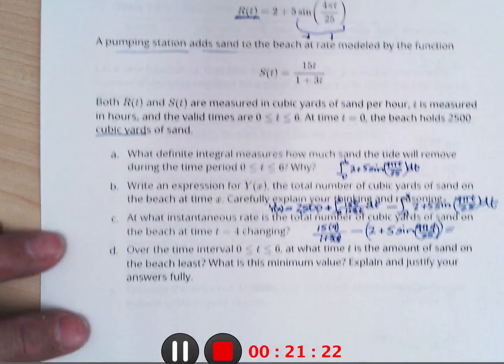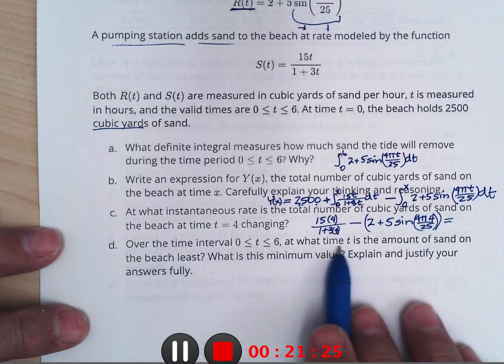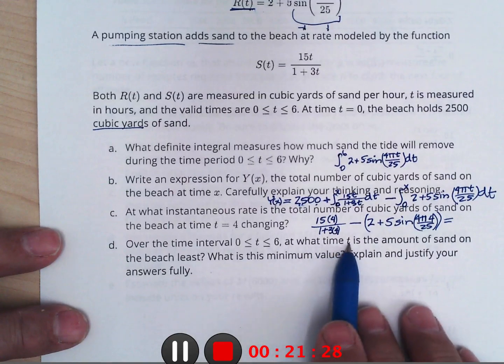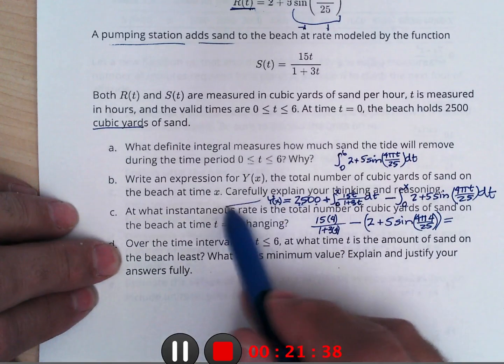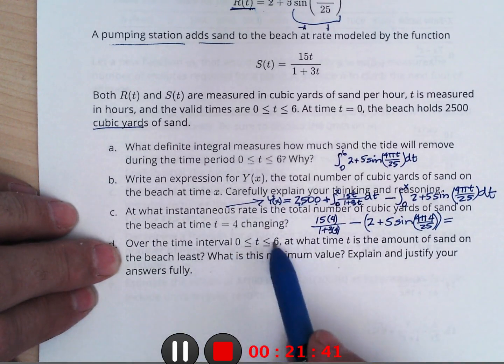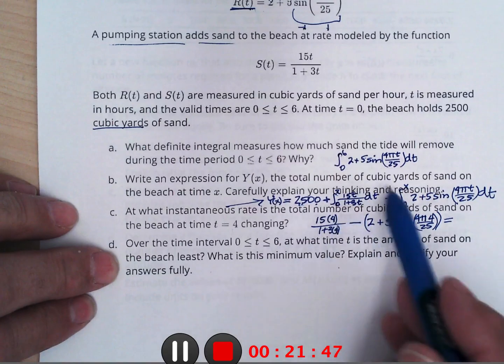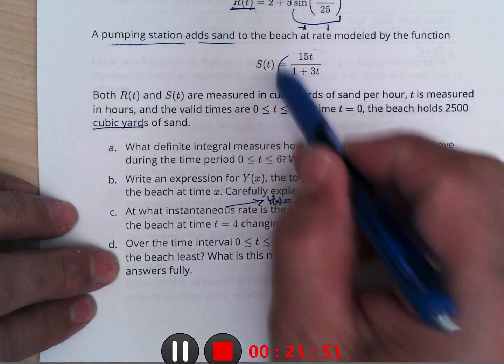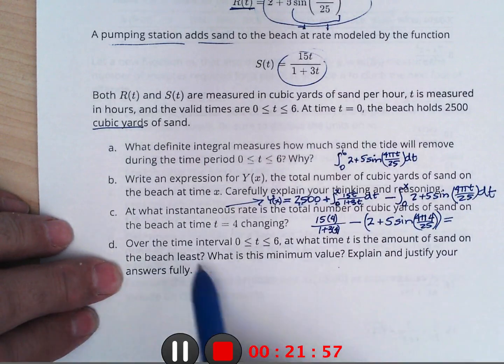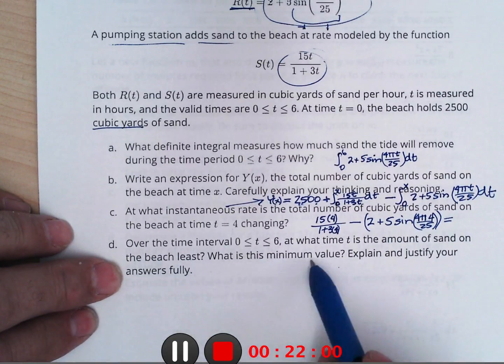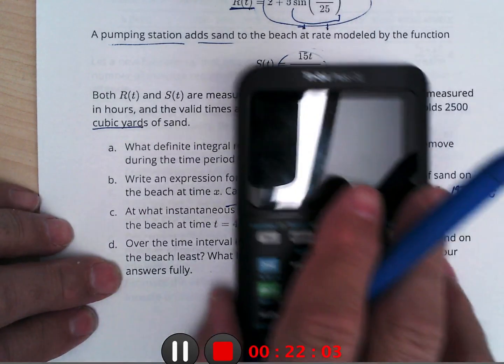And over the time interval of 0 to 6, at what time t is the amount of sand on the beach the least? So we'd want the minimum value of this from 0 to 6. So we would take the derivative, which would be this minus this, and graph that, and when it's 0, we will have a minimum value or a maximum value. So let's put those into the calculator here and see if we can get those answers.